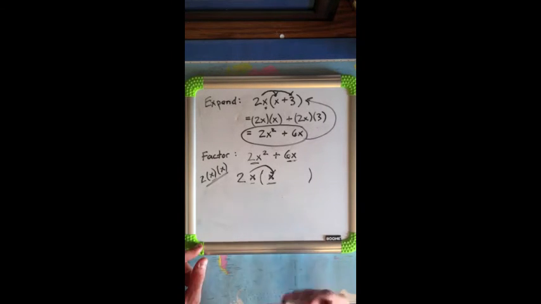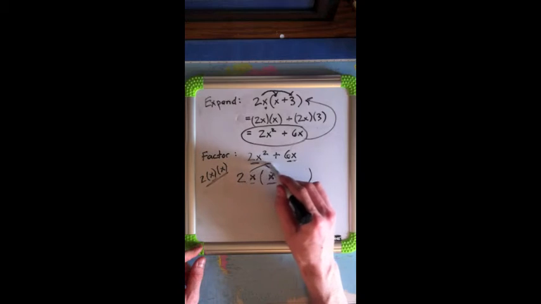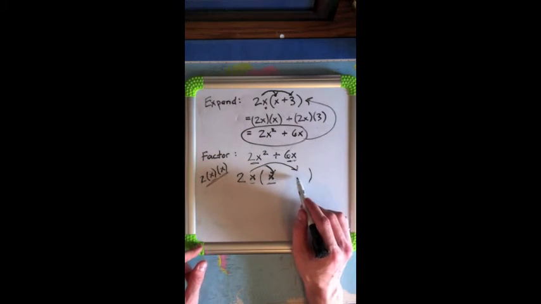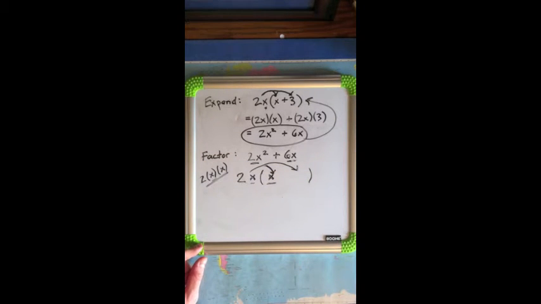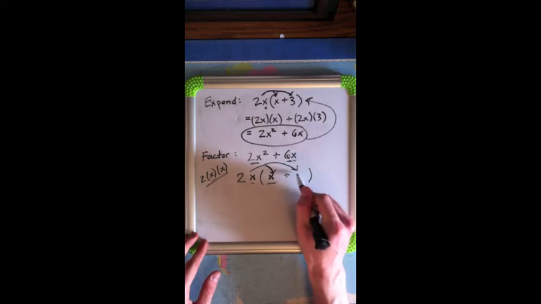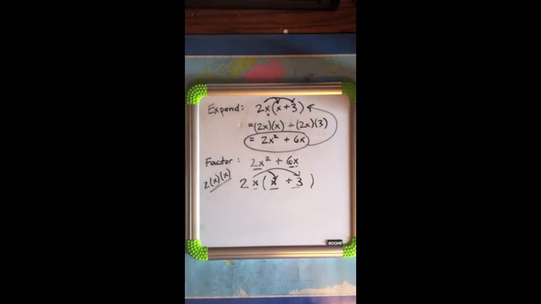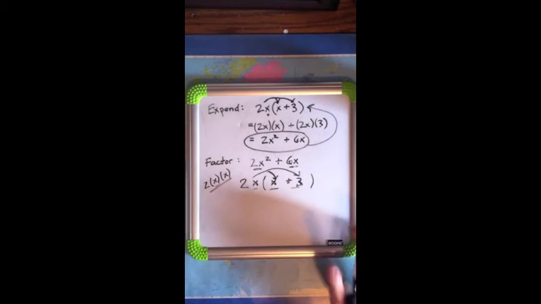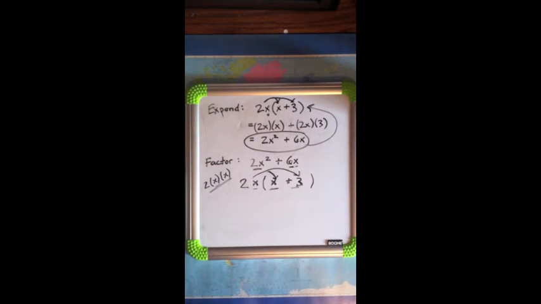Now, we need to find out the second term. So the real question is 2x times what is going to give us 6x? Now we know that 2 times 3 is equal to 6. So the x doesn't change that. Now 2x times positive 3, and once we have this plus 3 here, we have completed our factored form.